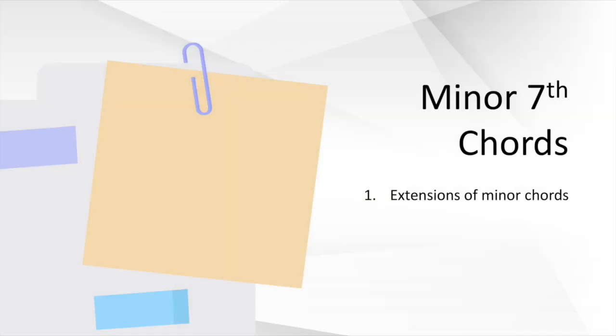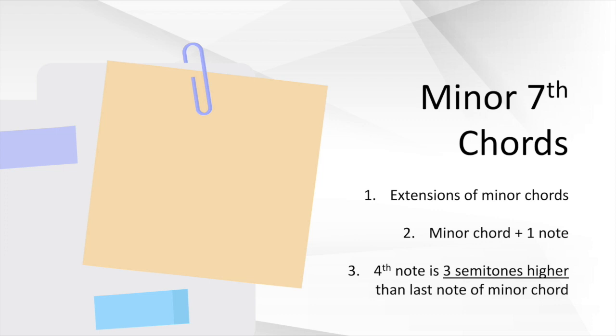The third and last extended chord we'll be running through today is the minor 7 chord. As opposed to the earlier 2, minor 7 chords are extensions of minor chords. To get minor 7 chords, we add 3 semitones to the last note of the minor chord in order to get a 4th note, and add this 4th note to the minor chord to get a minor 7 chord.